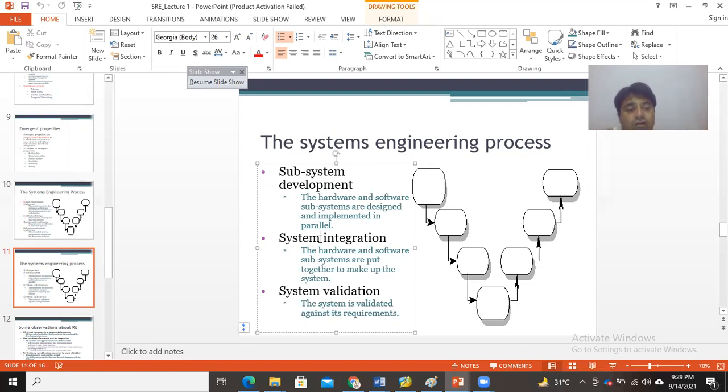And then, last but not least, we perform system validation, to check whether the system is according to the requirements of the customer. This whole process, starting from requirement engineering and ending at system validation, is called the system engineering process.